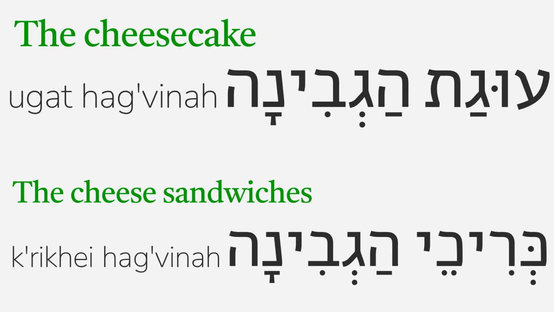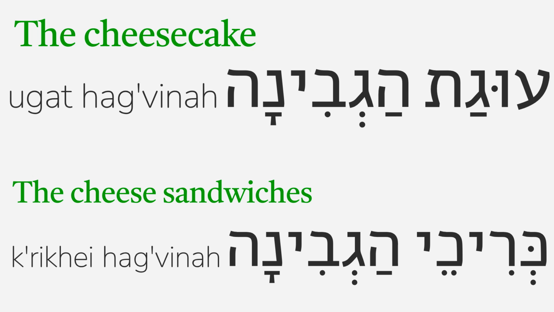A ha, meaning the, can never go on any word in a construct phrase except the last word. So the cheesecake is ugat ha gvina, with the ha on gvina, the last word. And the cheese sandwiches is kariche ha gvina, the cheese sandwiches.